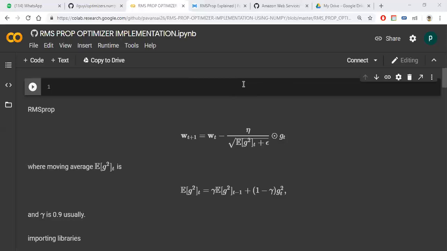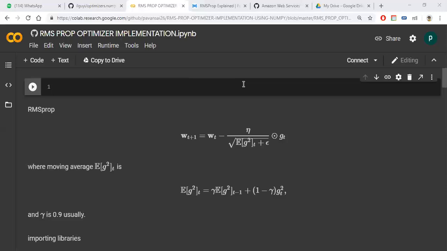Why are we doing a moving average? Because the magnitudes of gradients can differ for different weights and can change during learning. This makes it hard to choose a single global learning rate. This is the problem. So how does RMS prop tackle this problem? By keeping a moving average of the squared gradients and adjusting the weight update by its magnitude.